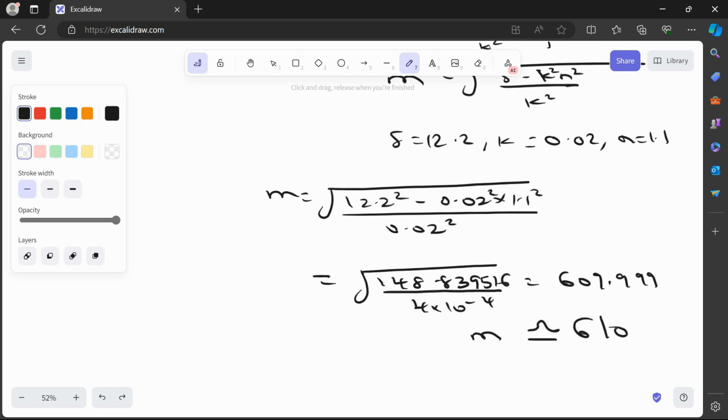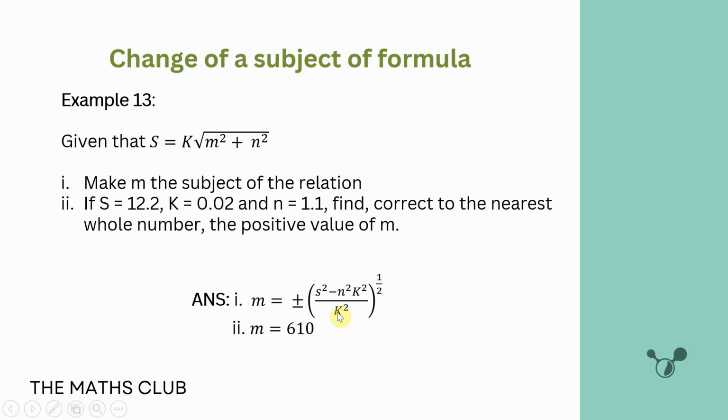Let's see if we're correct. Great. So we can see that raised to the power of half is something like saying square roots. So it's like saying square root of S squared minus N squared K squared all over K squared, and our M is approximately 610. Because I said you should find the positive value of M. You know, when you take the square roots, there's possibility that you have a plus or a minus, right? Because minus 2 times minus 2 is 4, and 2 times 2 is 4. Because minus times minus is plus, so you have to take note of the negative portion or the positive portion. But the question is that we should find the positive value of M.